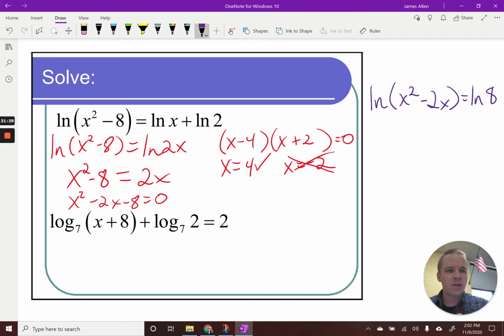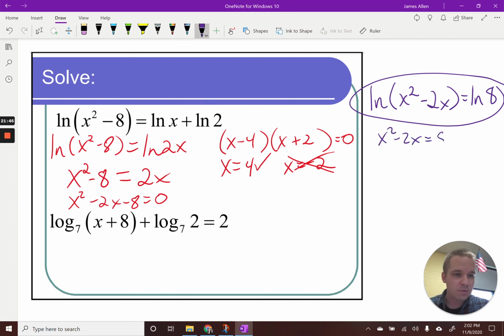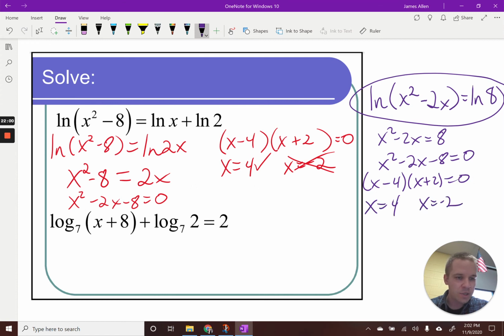So let's say I have this example over here in purple that I made up, okay? As you can see, it has the same type of stuff going on, right? I'm already set up for one-to-one property. So let's go for it. I would have x squared minus 2x is equal to 8. And once again, you would see that the same quadratic would unfold here. It will factor the same, and I will get x minus 4, x plus 2 equals 0, and I'll get x equals 4, and x equals negative 2.